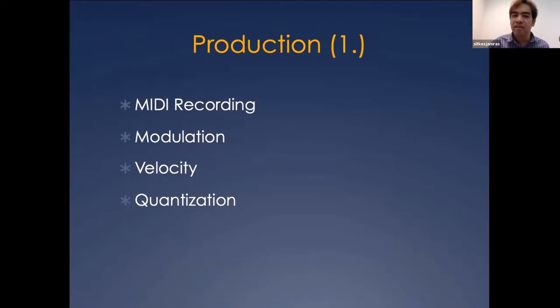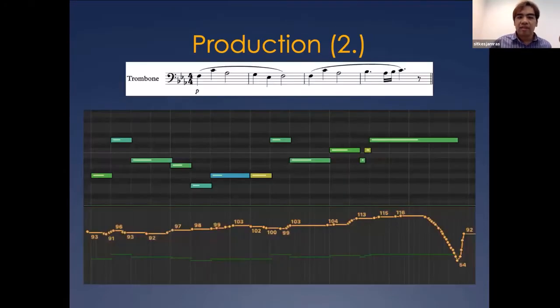The production is simple. We just do the MIDI recording with modulation, velocity, and quantization. The notes there are the solo trombone passage for the introduction of one of the pieces, and the lower picture is how the MIDI track looks. As you can see, all the MIDI notes are in the right place now, because I did the quantization. The quantization moved all the notes to the right place.